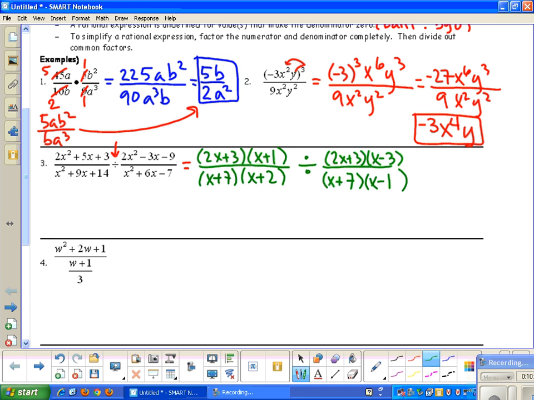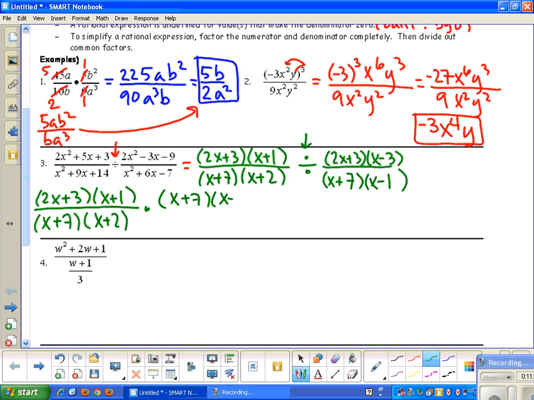Now, in order to do this, before we can cancel out terms between our numerator and denominator, since this is division, we want to first change that into multiplication by flipping my numerator and denominator for that second fraction. So I'm going to rewrite this over here. We have 2x plus 3 times x plus 1 divided by x plus 7 times x plus 2, multiplied by x plus 7, x minus 1, divided by 2x plus 3 times x minus 3. So notice what I did was I just changed this into my denominator and I put this into my numerator.